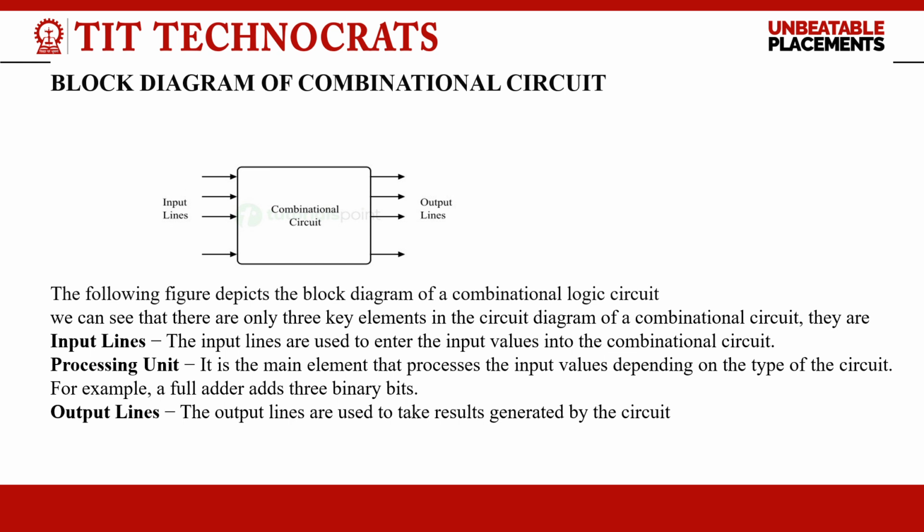The third important element of the combinational circuit is the processing unit. It is the main element that processes the input values depending on the type of the circuit. For example, a full adder circuit adds 3 binary bits. In place of a full adder, if we are using a subtractor as a combinational circuit, then it subtracts the binary bits.